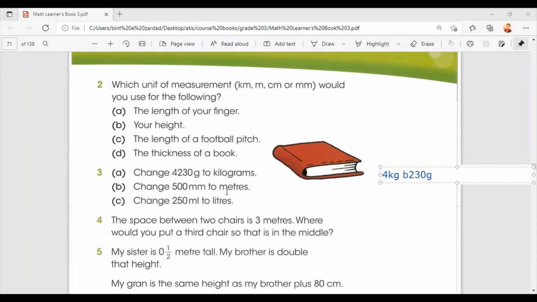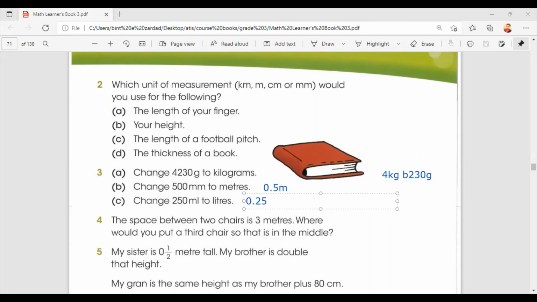Change 500 millimeter to meter. So meter is the opposite direction. So it's 0.5 meter.